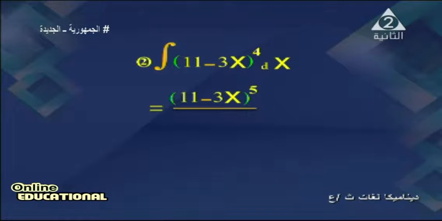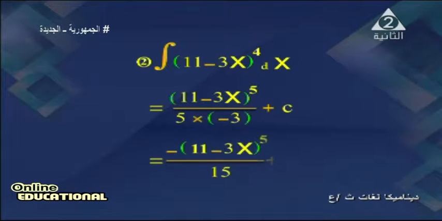Number 2, the integration of the bracket (1 - 3x) to the power 4 dx equals (1 - 3x) to the power 4 + 1, which is 5, over 5 multiplied by the coefficient of x, which is negative 3, or the derivative of the function inside the bracket, plus the constant c. Then we can write negative (1 - 3x) to the power 5 over 15 plus c.